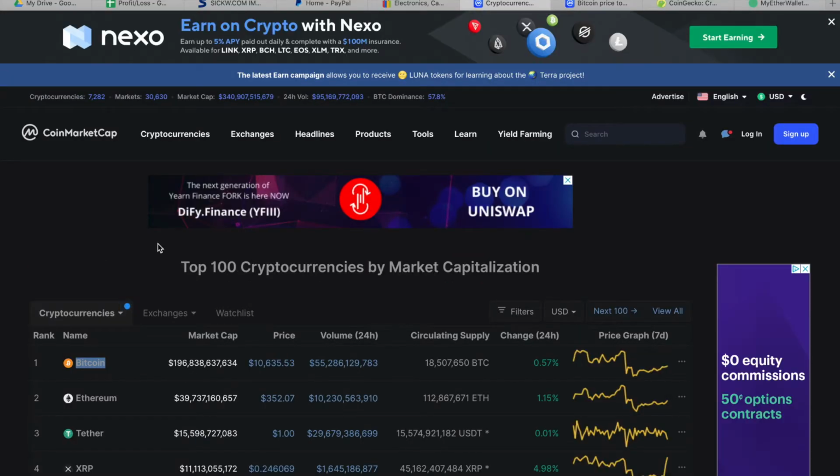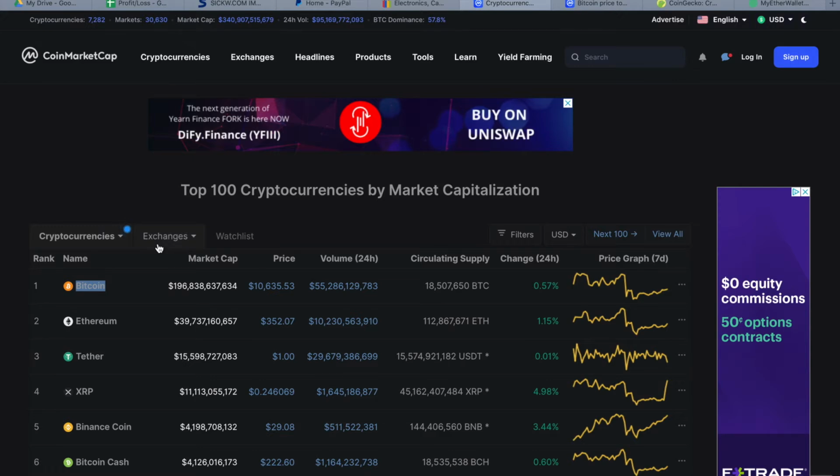Alright, so starting off with different coins, you take a look at them and ask yourself, after doing a little bit of research, what real world use case do they have, and do they actually solve a problem? Now, Bitcoin is intended as money.